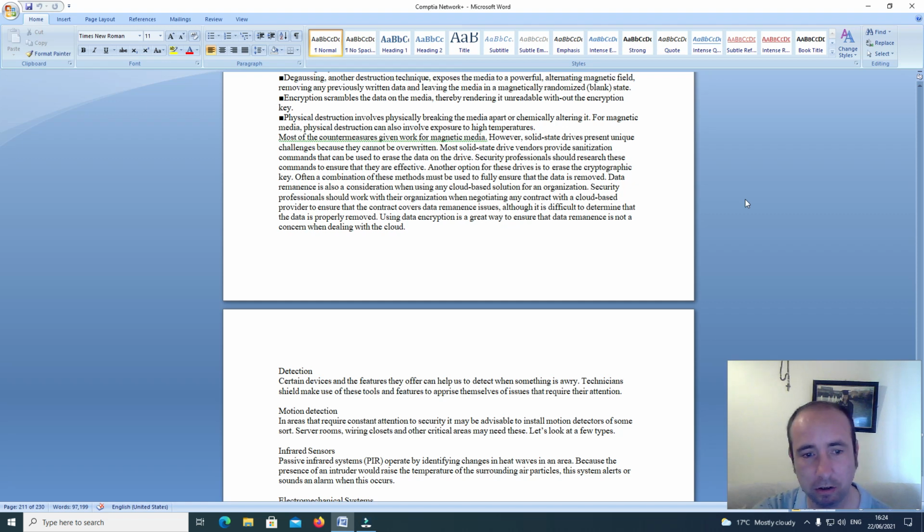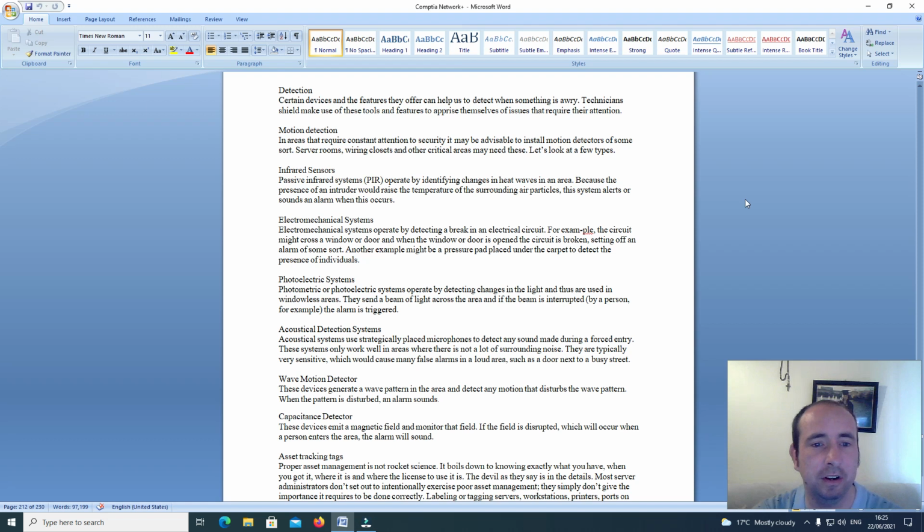Data remnants is also a consideration when using any cloud-based solution for an organization. Security professionals should work with their organization when negotiating any contract with a cloud-based provider to ensure that the contract covers data remnants issues. Although it is difficult to determine that the data is properly removed, using data encryption is a great way to ensure that data remnants is not a concern when dealing with the cloud.